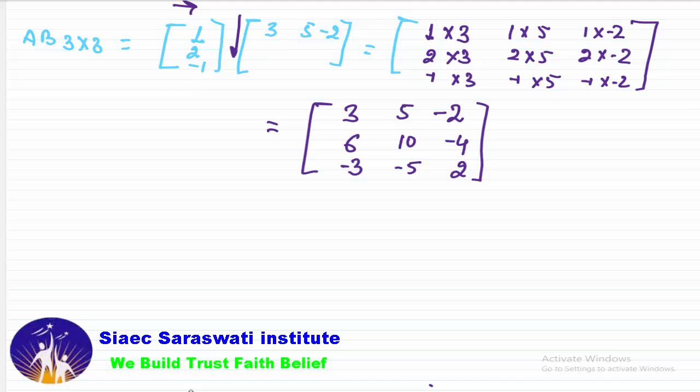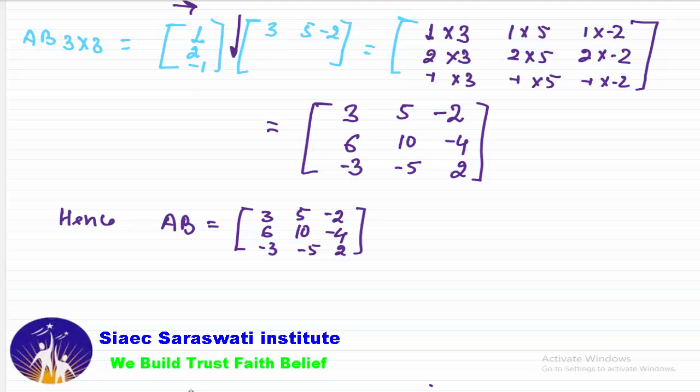So hence AB equals 3, 5, minus 2; 6, 10, minus 4; minus 3, minus 5, and 2. That is the product AB.